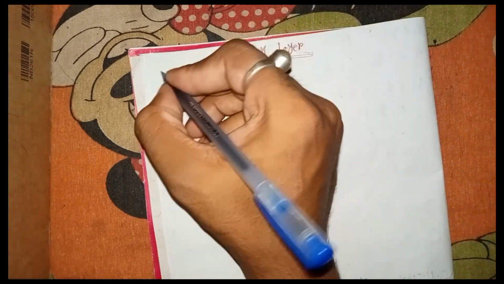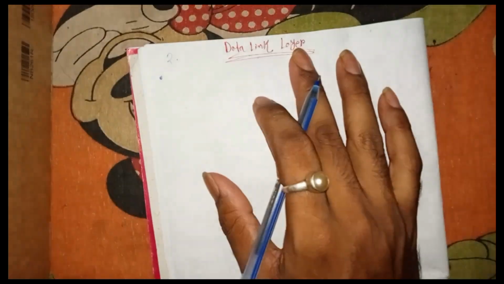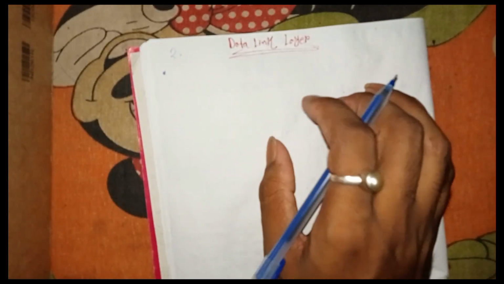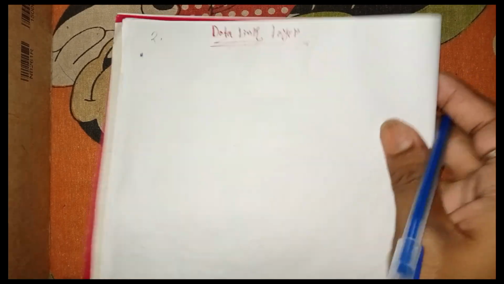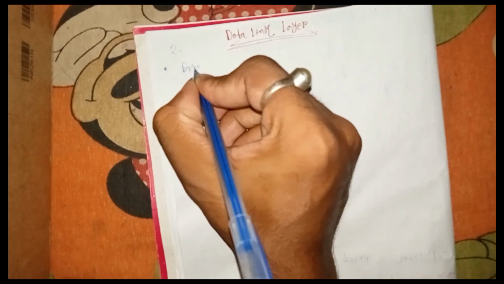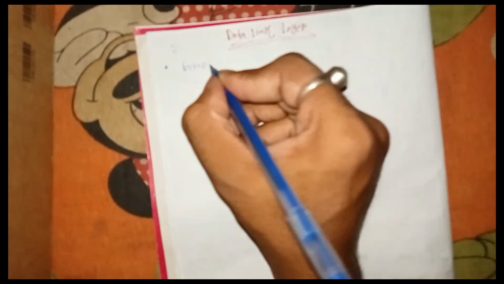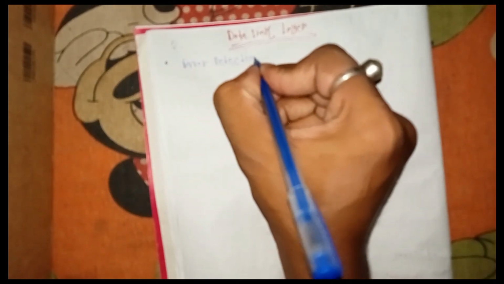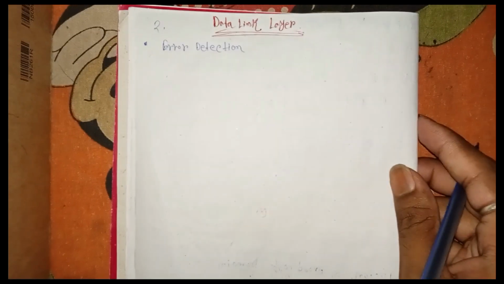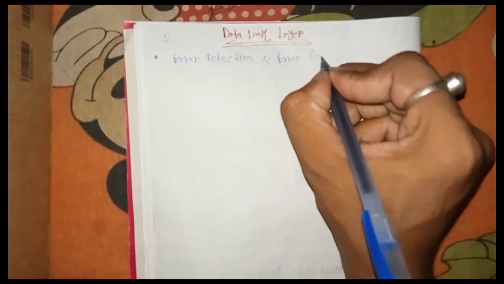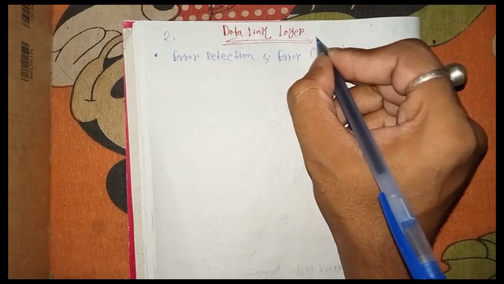This is the second layer of the OSI model, the data link layer. In the data link layer we have lots of concepts. Actually, the maximum number of questions in previous years were asked from this chapter, important questions. In the data link layer you first need to understand error detection and error correction techniques. This layer is known for these techniques.